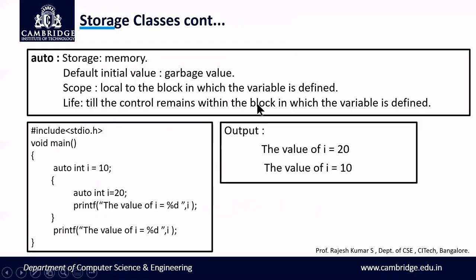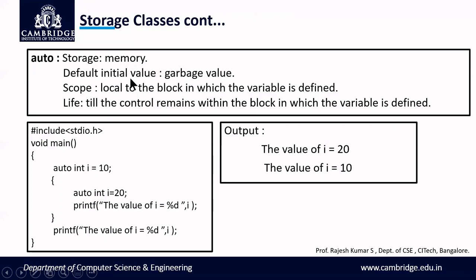Now moving forward with the storage classes, the first storage class is the auto storage class. These are the 4 points you have to remember. In the auto storage class, the value will be stored in the memory, the computer memory. The default initial value of a variable declared of the type auto is a garbage value. For example, auto int i = 10. The keyword auto is used to tell that this i is a variable of the type auto. If I don't initialize the value 10, I will have a garbage value.